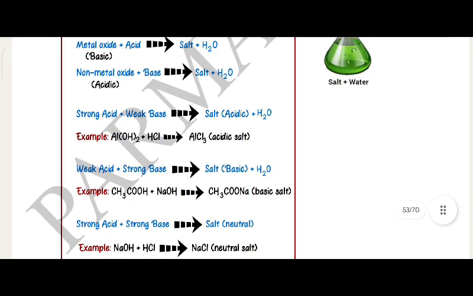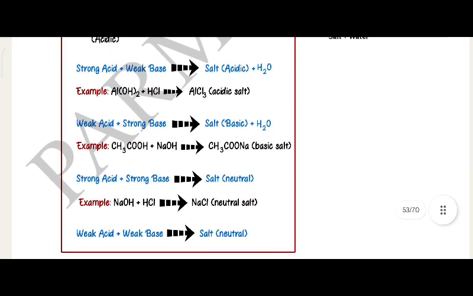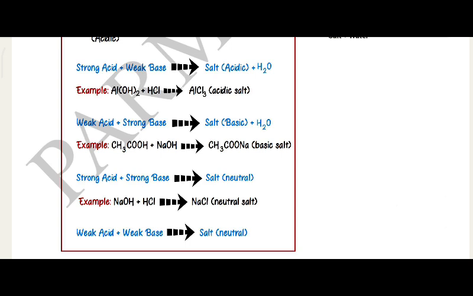Strong acid plus weak base gives acidic salt plus water. Example: aluminum hydroxide plus hydrochloric acid gives aluminum chloride, an acidic salt. Weak acid plus strong base gives basic salt plus water. Example: acetic acid plus sodium hydroxide gives sodium acetate, a basic salt.